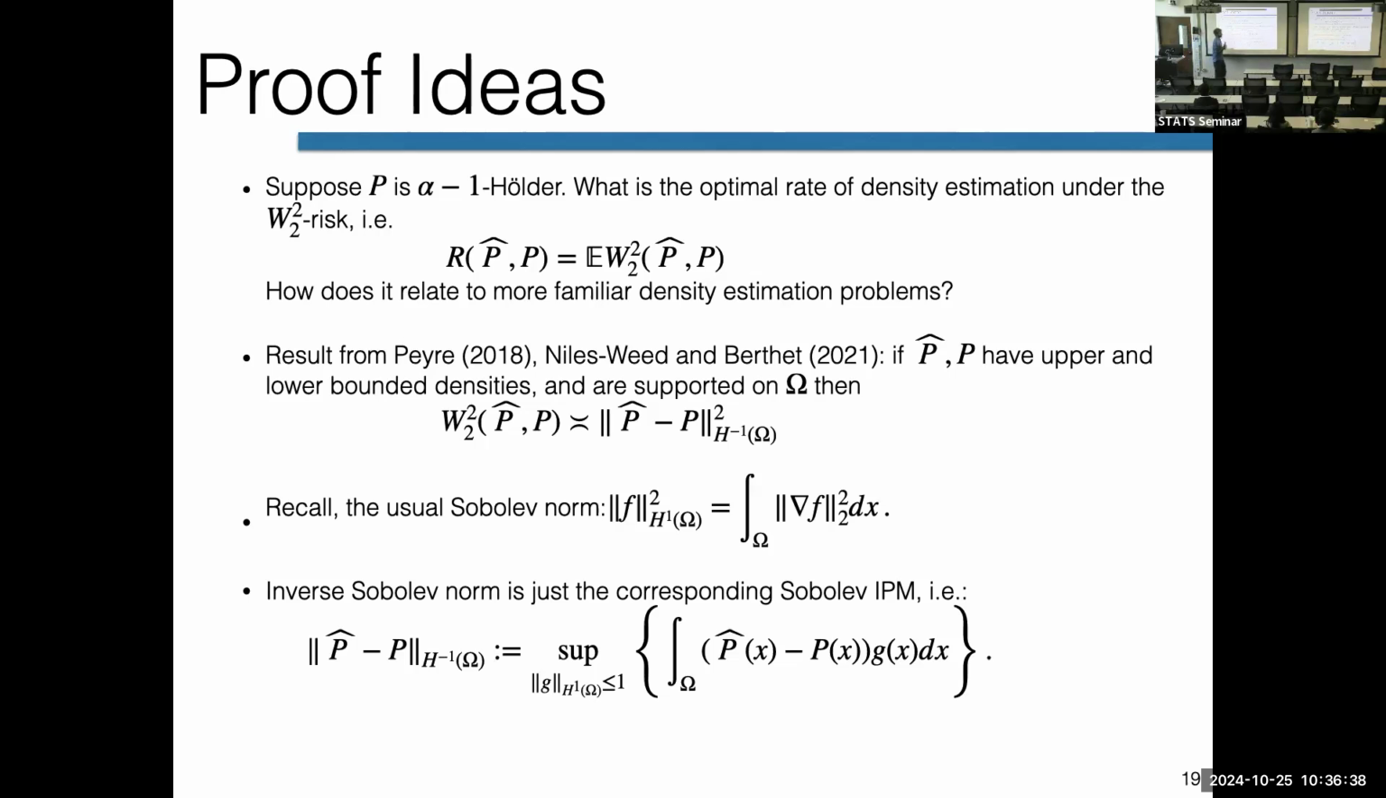And okay, if you translate all of this into rates, this will explain why you're getting slightly faster rates for transport map estimation. It's because Wasserstein density estimation is a little bit easier than regular density estimation. Is everyone okay so far?